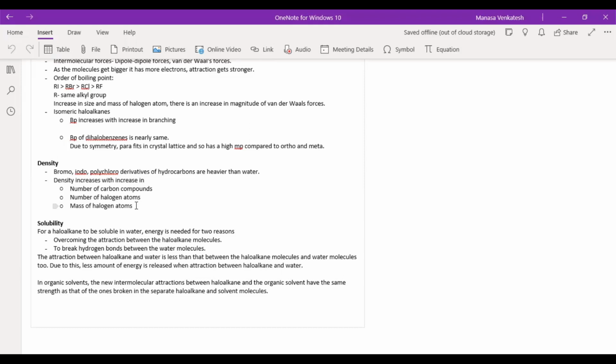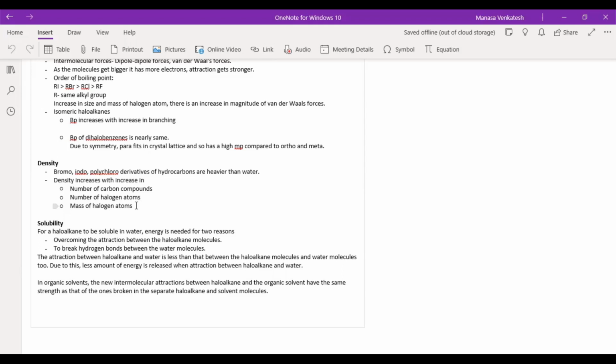Now what happens is, for it to get dissolved in water, these interactions have to break. Not only that, the hydrogen bonds between the water molecules also have to break, and only if these two happen can the alkyl halides be dissolved in water.